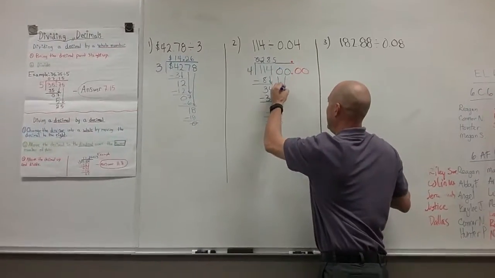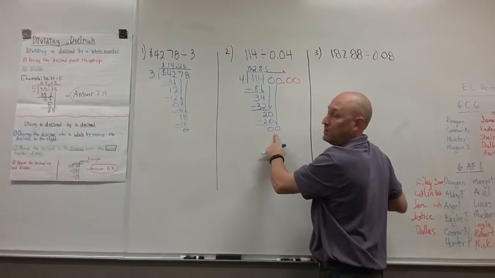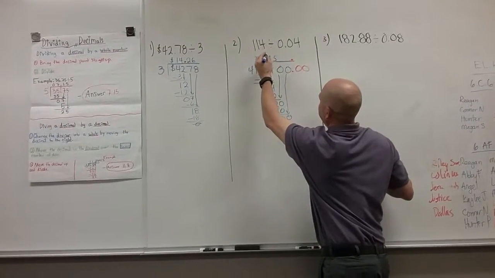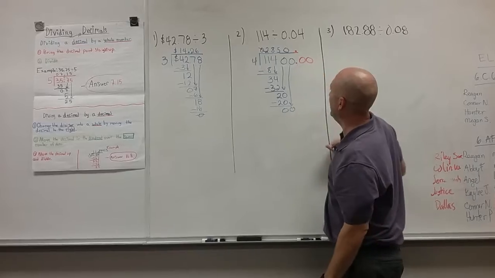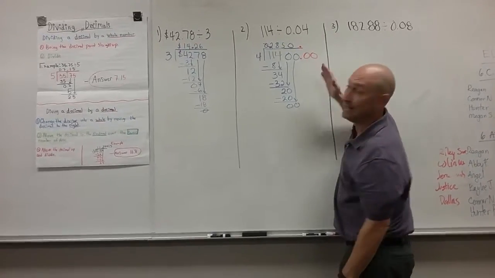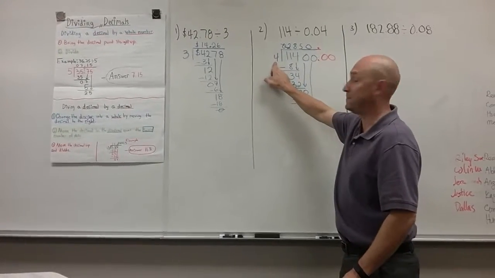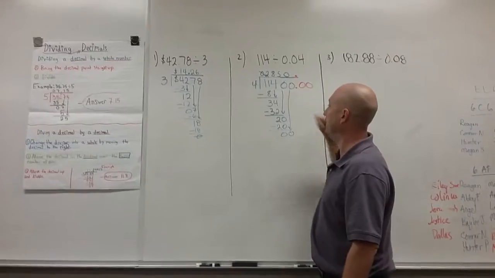So I have to continue to bring down a 0 and ask myself, can 4 go into that 0? No, it cannot, so I have to fill that spot. And now I'm finished because I have used all of those spots. To check my work, I would take 2,850 times 4, and it should come out to 11,400.